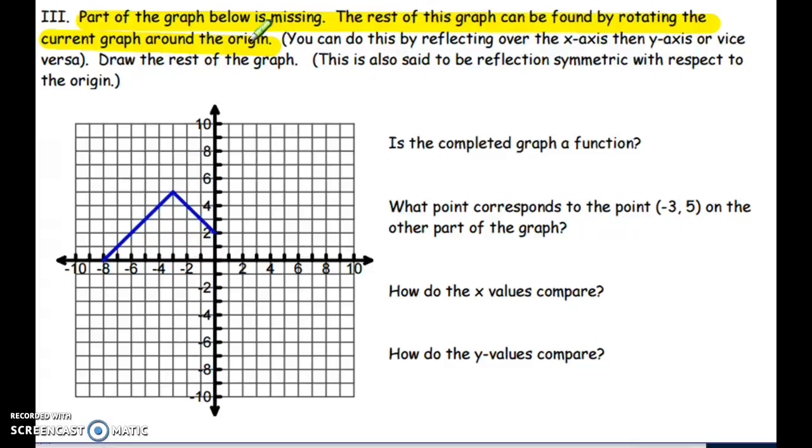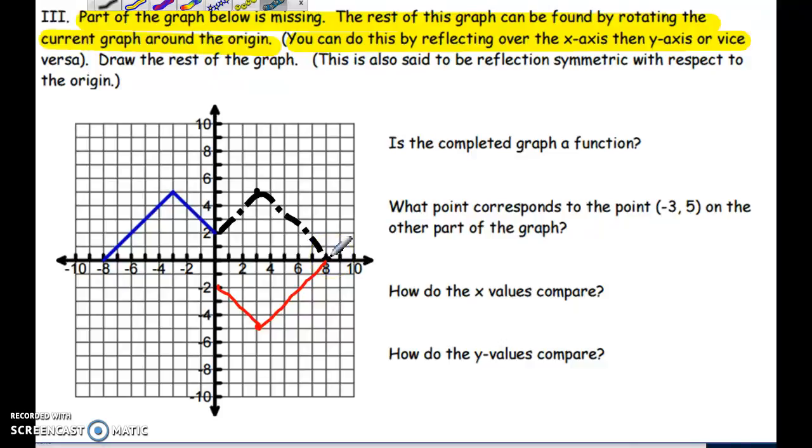We're going to reflect the original graph about the x-axis and then the y-axis, or vice versa. So go ahead and pause and then see if we don't agree with what the final graph looks like. So I chose this order. I took the original graph and I first reflected it about the y-axis, and then I took that image and reflected it about the x-axis.